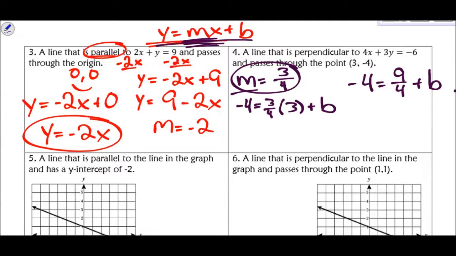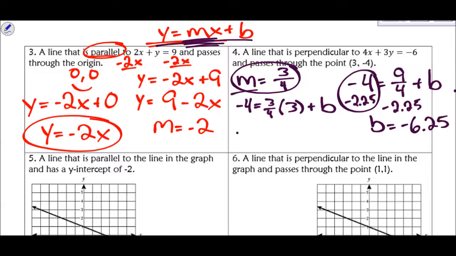Actually, I'm going to change it into a decimal as I subtract it over. I'm going to do minus that 2.25 on both sides. So I get that b is negative 6.25. If you want to write that as a fraction, you can. You don't have to. I'm going to put those both together in my slope-intercept form. My slope and my intercept. My slope is 3 over 4. My y-intercept is negative 6.25.